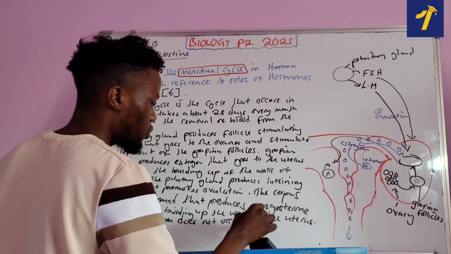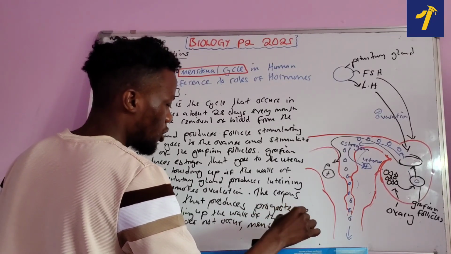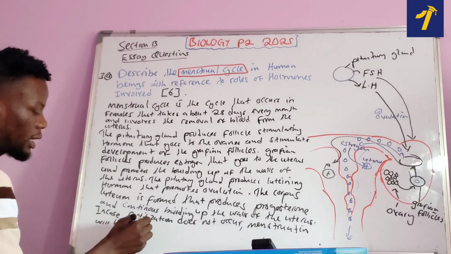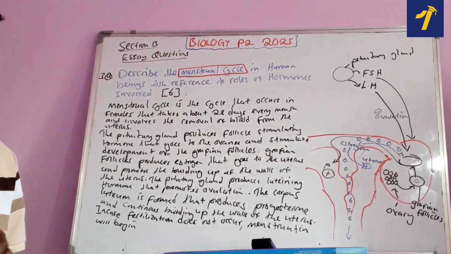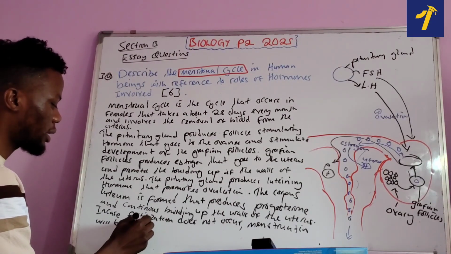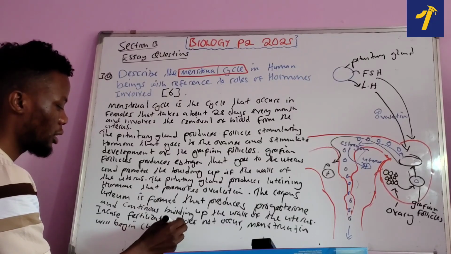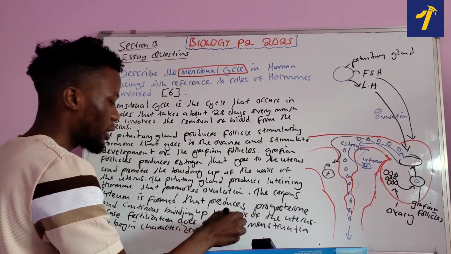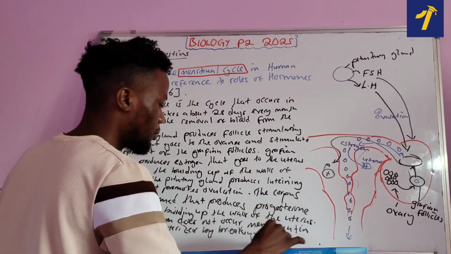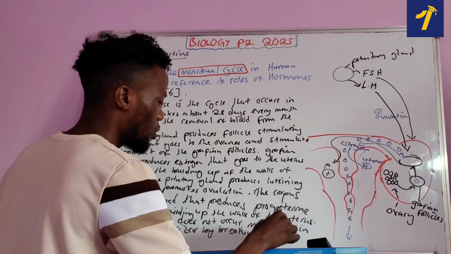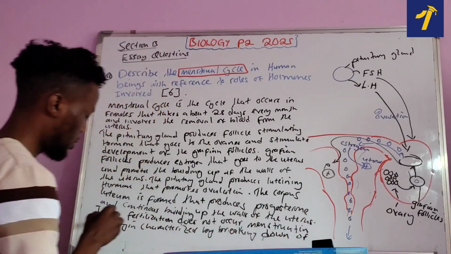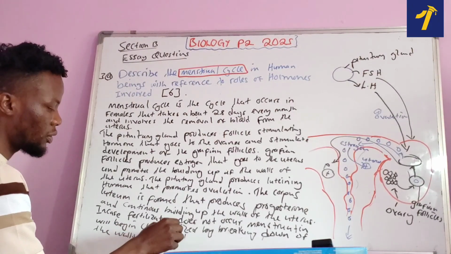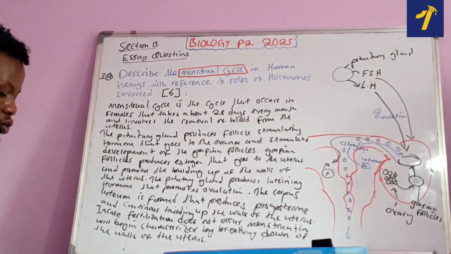menstruation will begin, characterized by what? The breaking down of the walls of the uterus. So characterized by breaking down of the walls of the uterus. Okay, so this is what will happen now.